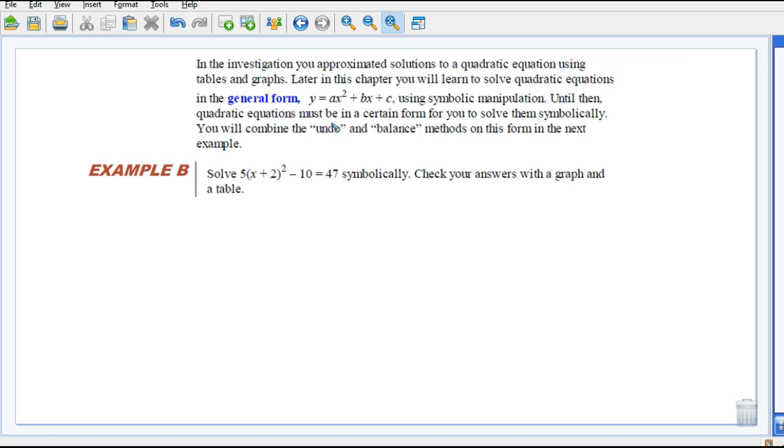Until then, quadratic equations must be in a certain form for you to solve them symbolically. You will combine the undo and balance methods on this form in the next example. So now let's solve this symbolically. Check your answers with a graph and a table.